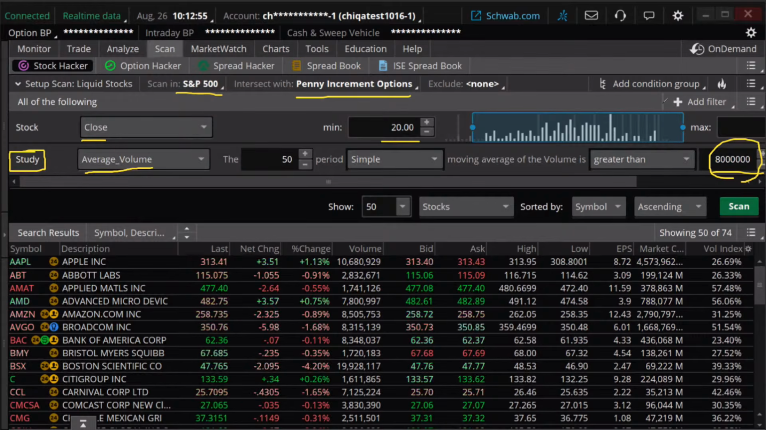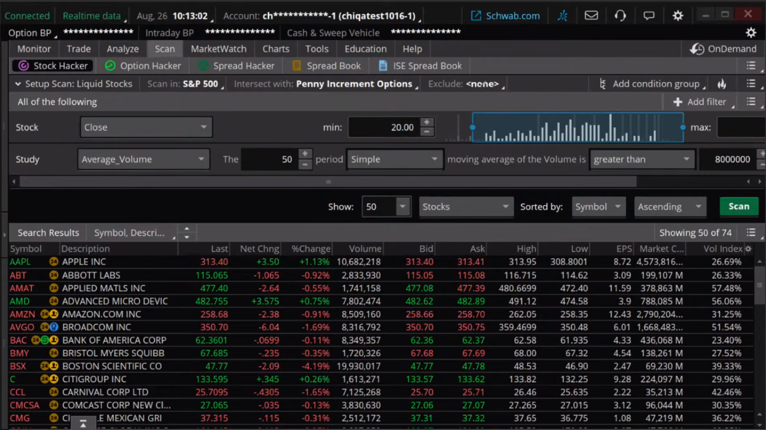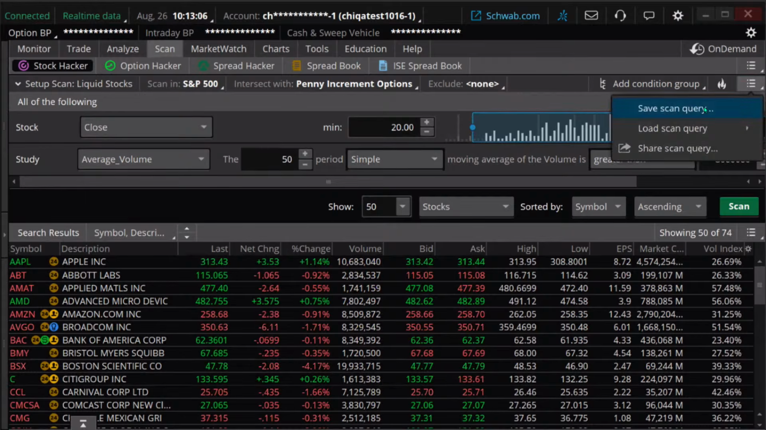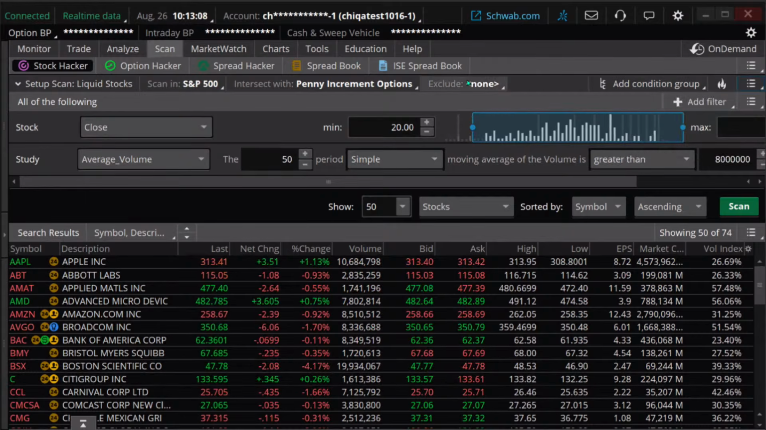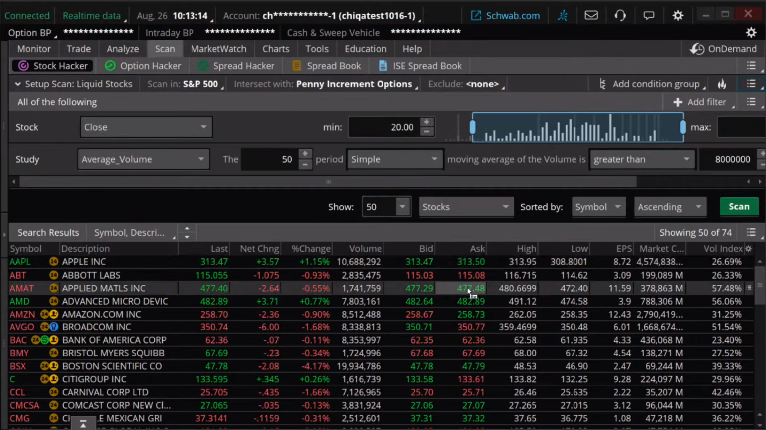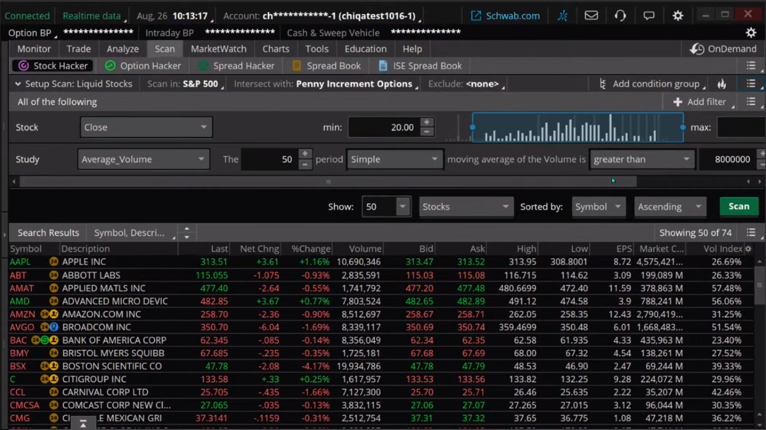Once you create the scan, you can save it right up here. I've already created this one, so I'm not going to save this one again because that wouldn't make any sense. But if I go up here, click, and then I save the scan query, I'm going to share this scan with you. You could create it on your own. In fact, I'd encourage you to create it on your own and tweak it how you want it to.